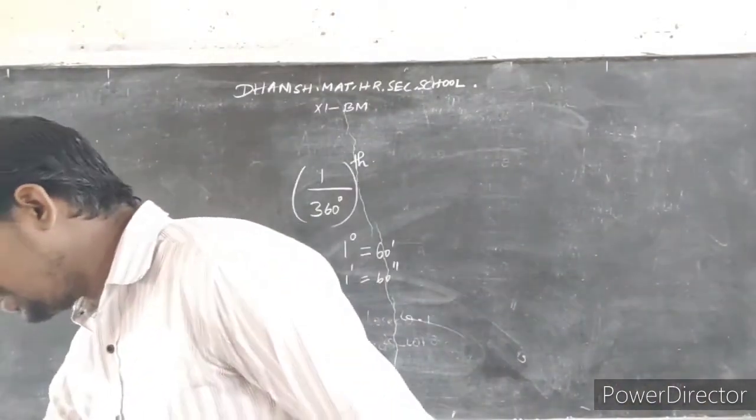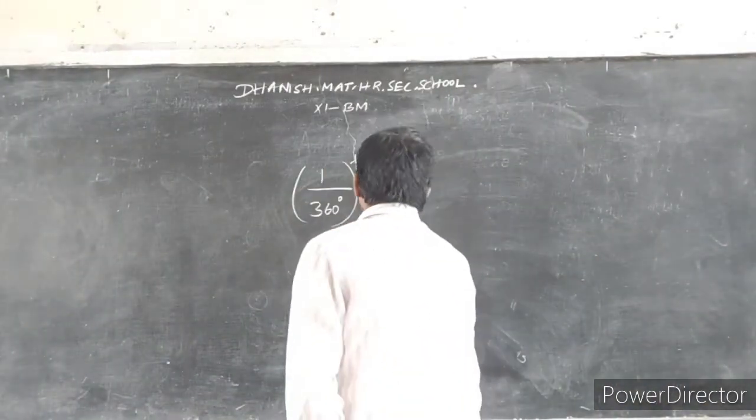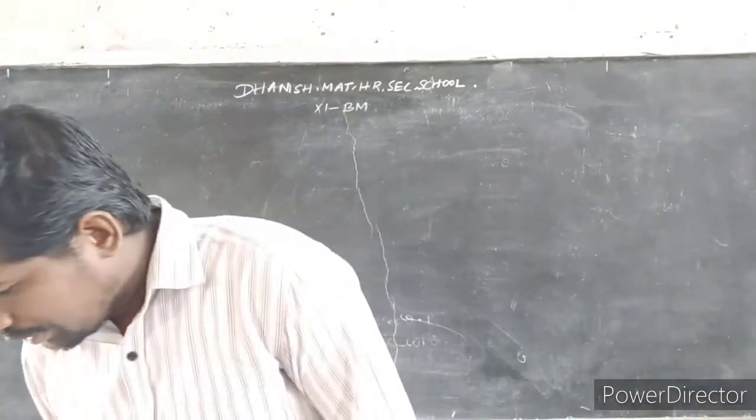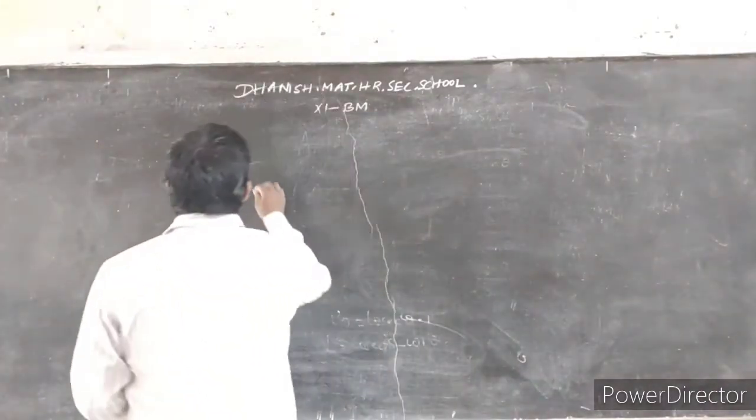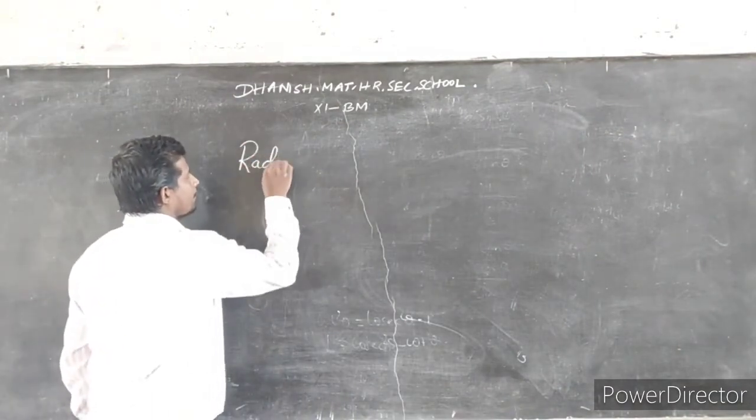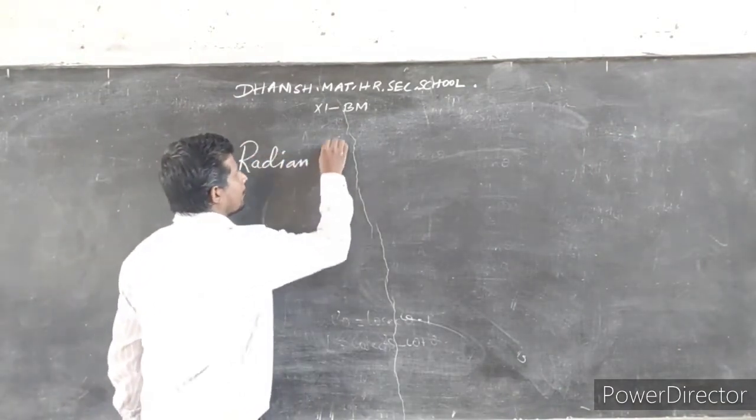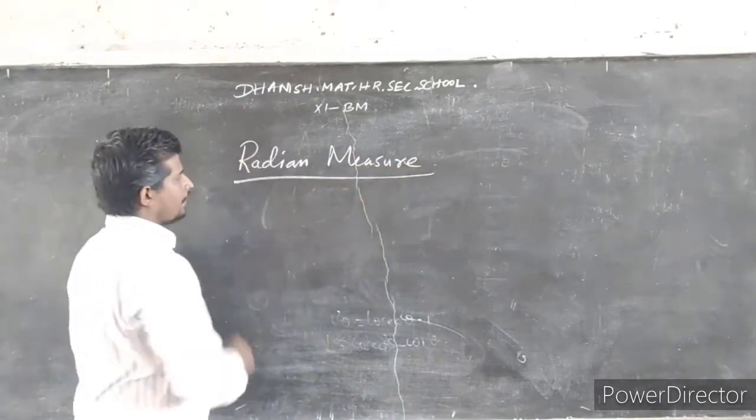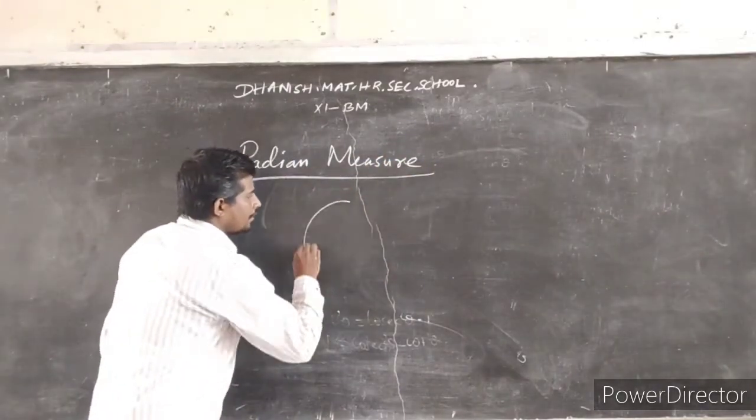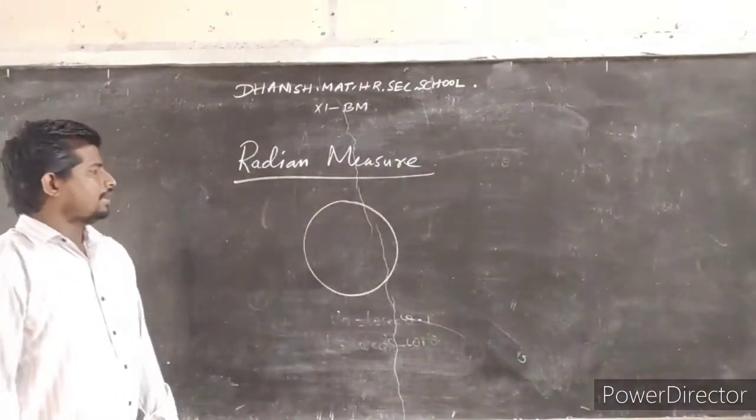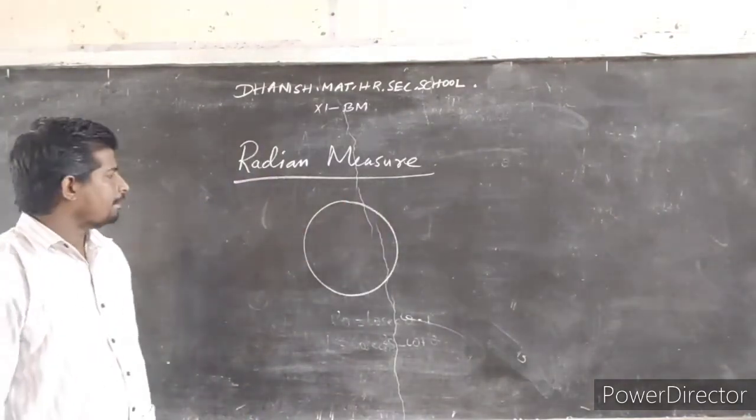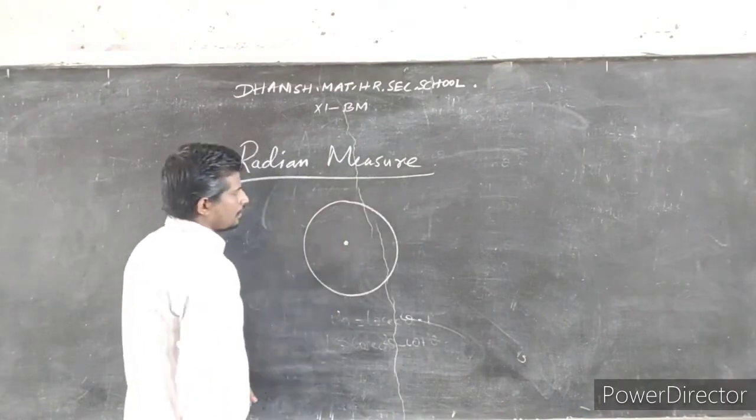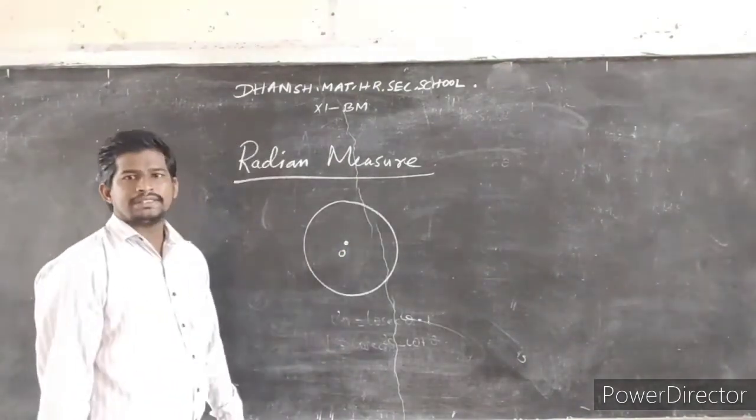Now radian measure. Now we are going to take a circle. What's the center?